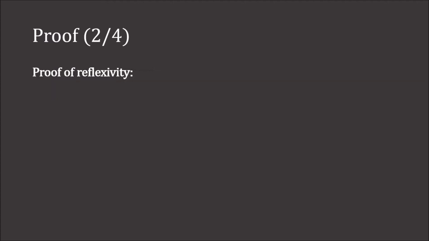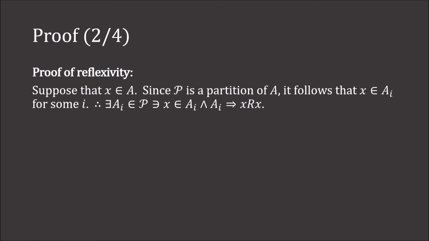So first, let's do the proof of reflexivity. So suppose that x is in A. Since script P is a partition of A, it follows that x would be in A sub i for some i, right? So there has to be some subset in the partition of A such that x is in it. This is by definition of a partition. Well, that means that there exists an A sub i in script P such that x is in A sub i and x is in A sub i, right? So this means that x is related to x. Since x is related to x, this means that it is reflexive, and so the proof of reflexivity is complete.